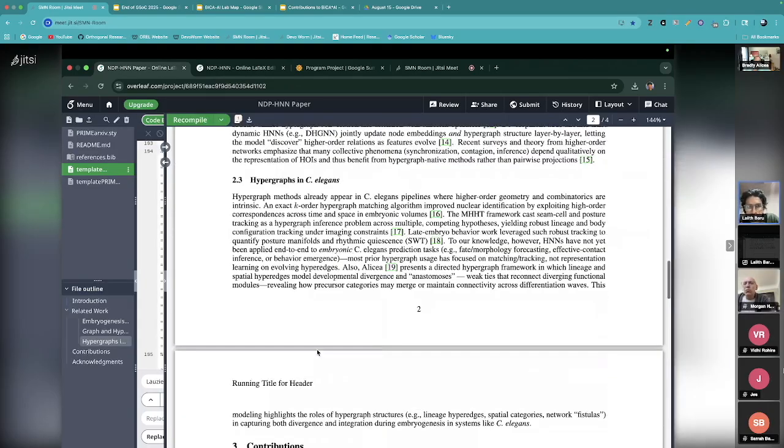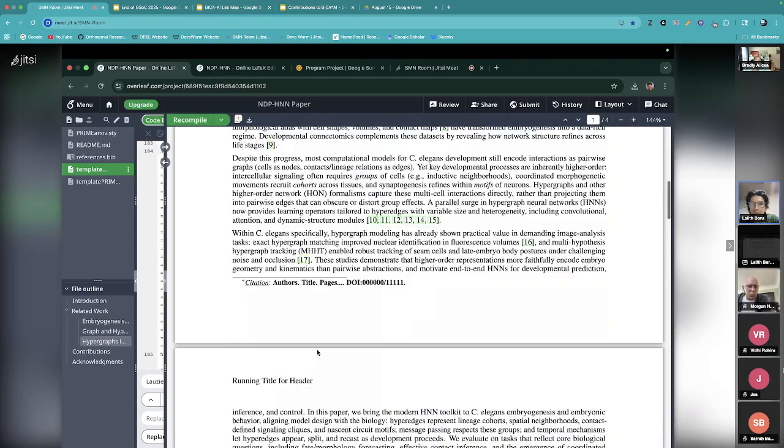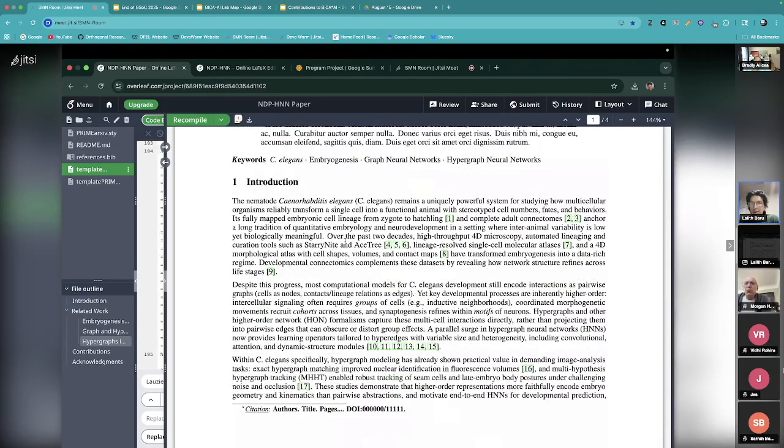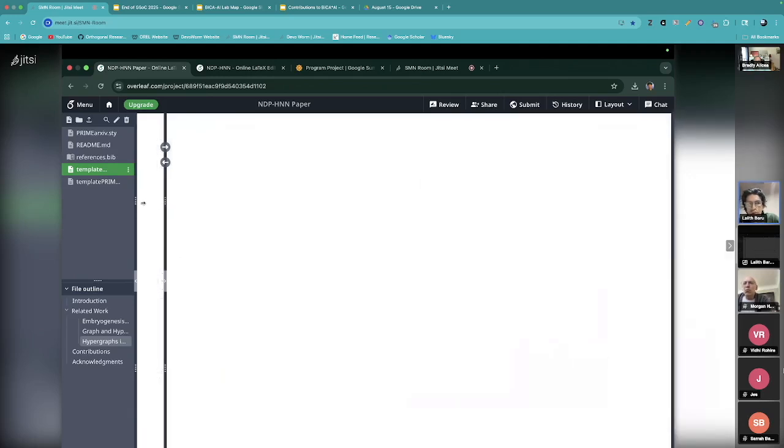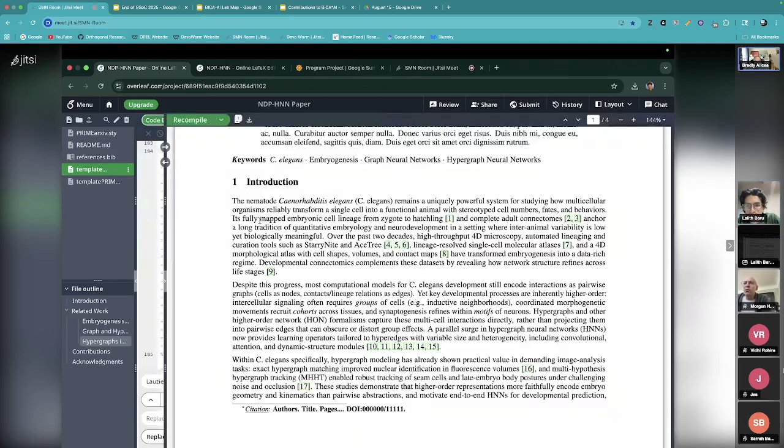So first, I'll start with this introduction part. So here I introduced fairly enough, saying that, should I read through the thing entirely? Yeah, just give some highlights for each part if you wouldn't mind.